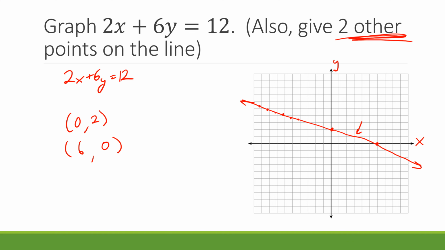Do you see how it's right on the intersection of 2 grid lines? This is the point over 3 up 1. Let's see if that works in the equation.